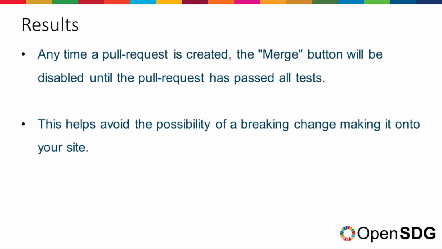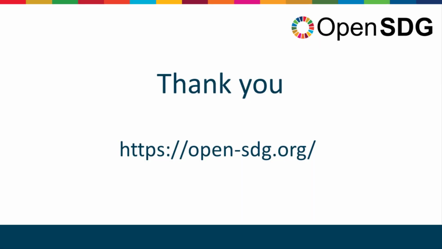Now that you have these branch protection rules, any time a pull request is created, the merge button will be disabled until the pull request has passed all tests. This helps avoid the possibility of a breaking change making it onto your site. This is the end of the tutorial. You should now be able to create branch protection rules for your Open SDG platform.